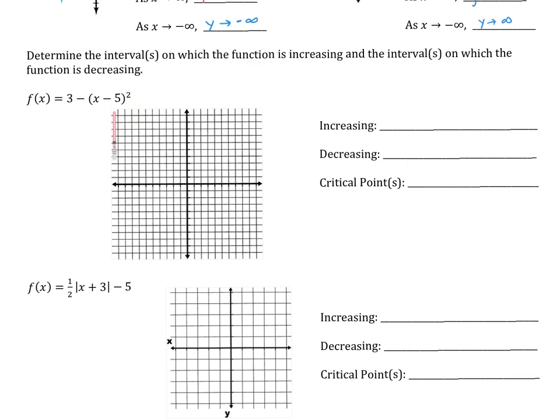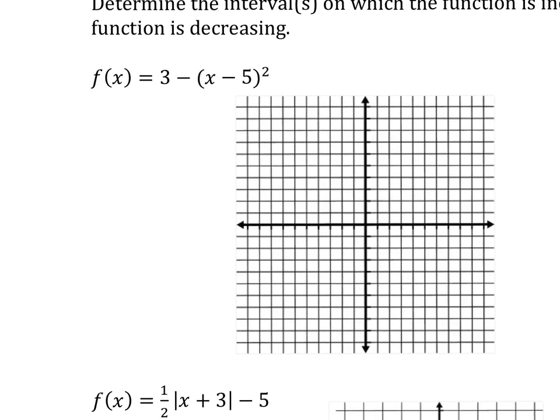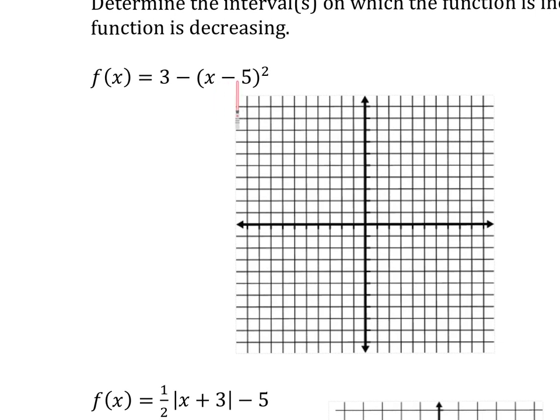Okay, y'all. What's this parent function going to look like? A parabola. Which way am I going? Right 5, up 3, flip it over the x-axis. So you guys, I'm going to go right 5, up 3. And I'm going to flip it over the x-axis. So I'm going to reflect it over the x-axis. 1 squared, 2 squared is 4, 3 squared is 9.